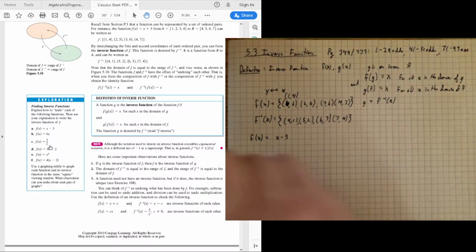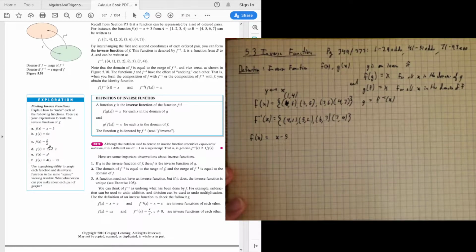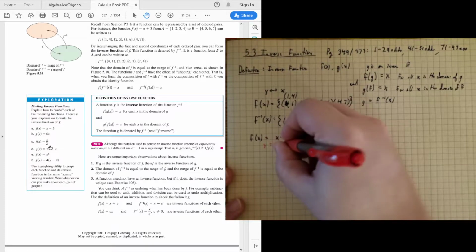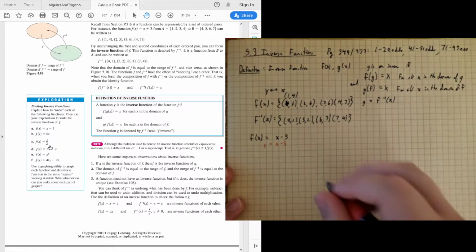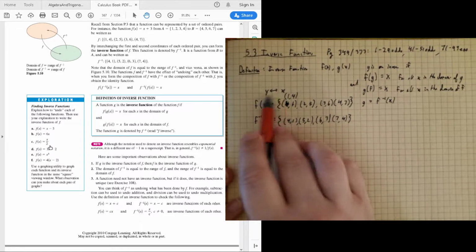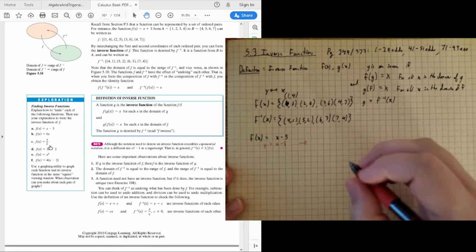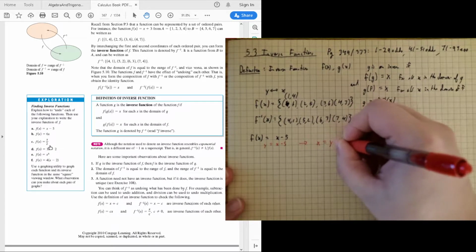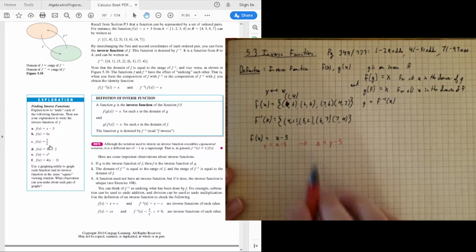Well, I can think of this like y equals x minus 5. Which means if I wanted to find the inverse, all I would need to do is switch the x and the y around. So instead of y equals x minus 5, I would get x equals y minus 5. I simply invert the x and the y. That's why it's called an inverse.